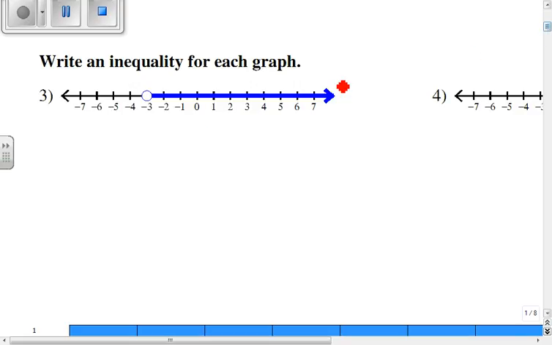For problem 3, we're asked to write an inequality for each graph. Well, we know that our circle is at -3. We're going to use x for our variable. The shaded portion representing solutions to x is to the right of -3. We remember that greater numbers are to the right, so we know that x is greater than -3. The circle is not filled in, so we're not going to put the or equal to line.